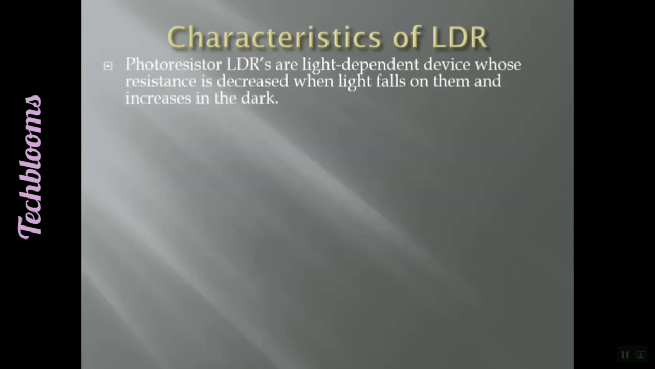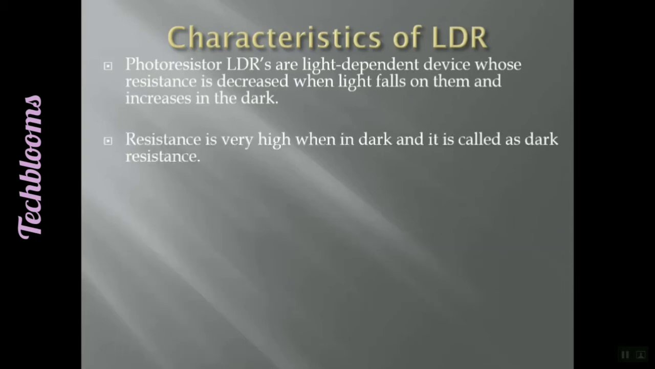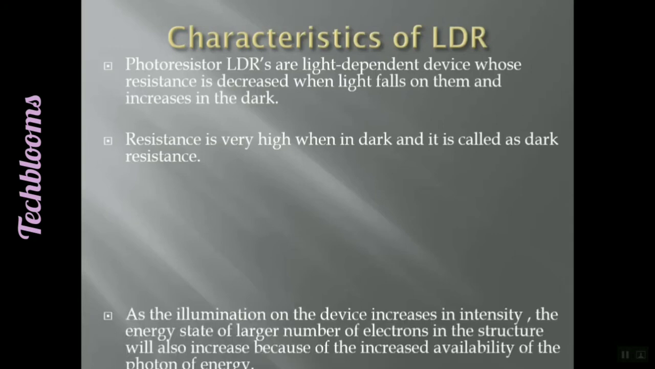LDRs are light dependent devices whose resistance decreases when light falls on them and increases in the dark, as I already told you before. Resistance is very high in the dark and is called the dark resistance. So whenever the LDR is placed in the dark, its resistance will be very high, and that resistance is called the dark resistance.